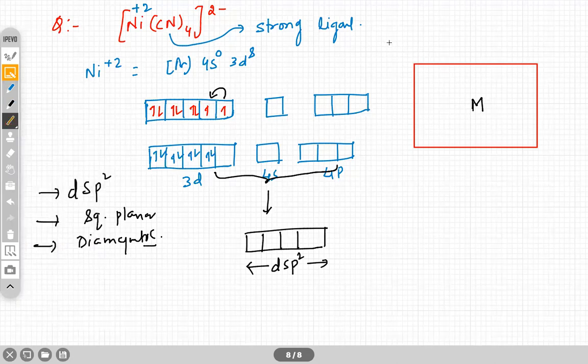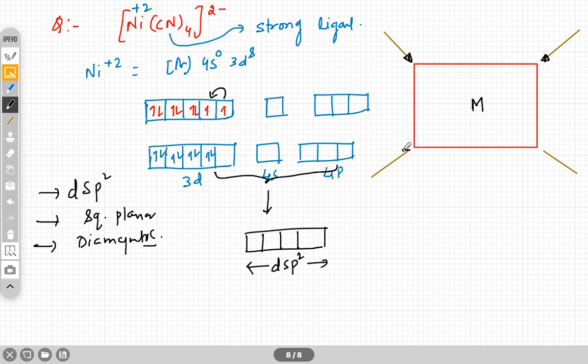If the ligand has to form a square planar complex, then it must approach the metal from these directions, along these lines. Suppose all four ligands are coming from this direction and trying to approach the metal for bonding. It is trying to donate its electron to the metal from these directions. All these directions, the ligands are coming.